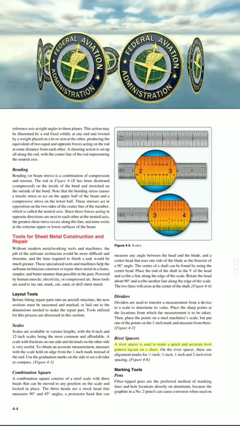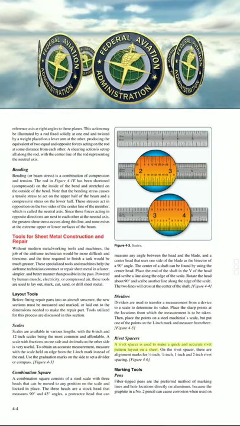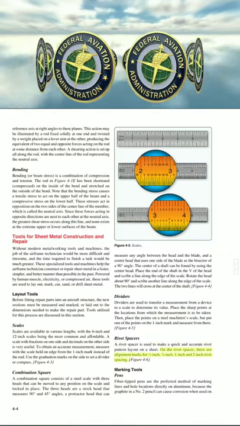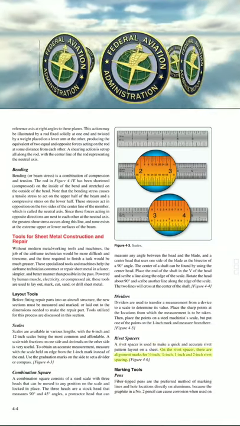Figure 4-5. Rivet spacers. A rivet spacer is used to make a quick and accurate rivet pattern layout on the sheet. On the rivet spacer, there are alignment marks for 1/2-inch, 3/4-inch, 1-inch, and 2-inch rivet spacing.